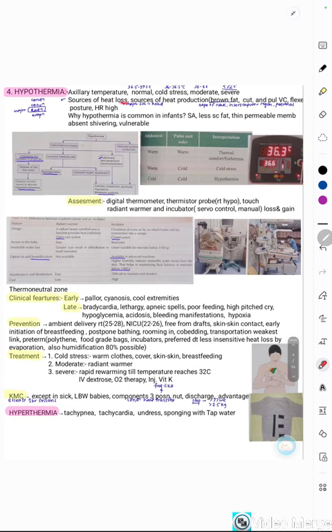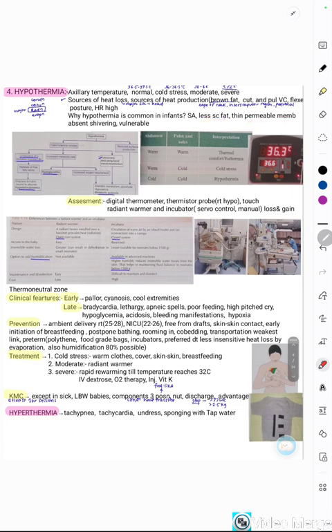The sources of heat loss in babies are conduction, convection, radiation, and evaporation, out of which radiation is the most common and most prominent. Sources of heat production are the brown fat that is deposited at the nape of the neck or in the perirenal or interscapular region. The uncoupling leading to oxidation of this fat leads to heat production. Also cutaneous and pulmonary vasoconstriction and flexed posture. Then hypothermia is more common in infants because they have a greater surface area, less subcutaneous fat, and thin permeable membranes.